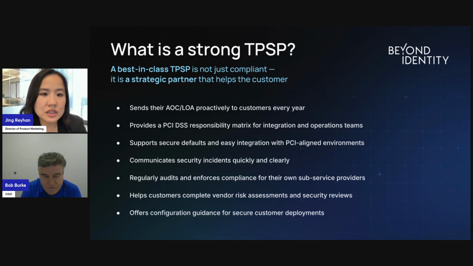Yep. So let's talk a little bit about the characteristics of a strong TPSP, or just a third-party service provider, right? You have a line here that I think is great. It's not just about compliance, but it's about a strategic partnership. So share your thoughts on what that looks like.